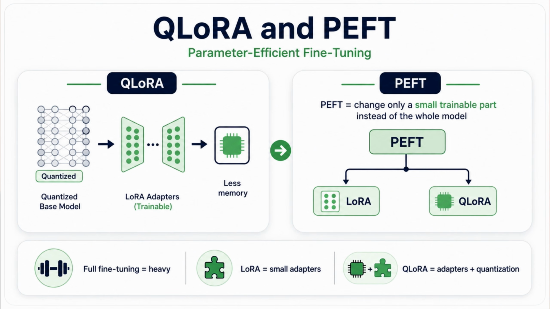Another is PEFT, which stands for parameter efficient fine-tuning. Now, LoRa and QLoRa are examples of the PEFT method itself. The main idea is that instead of changing the full model, we change only a small number of trainable parts to make the model better for the specific task. And this is very useful when you want customization without the cost of full training.